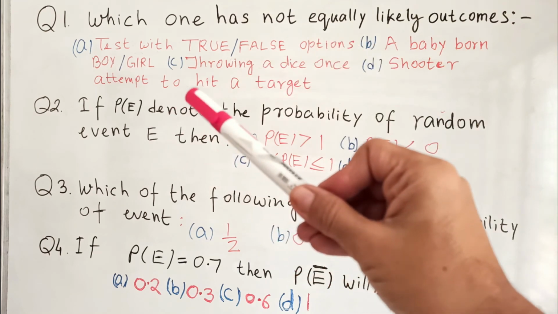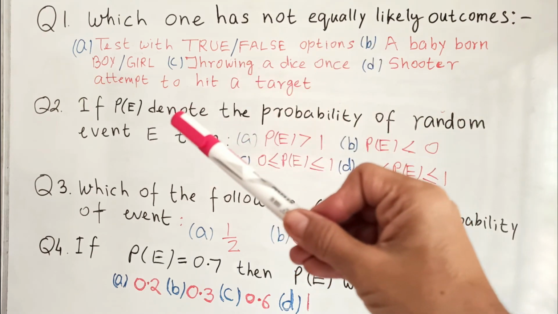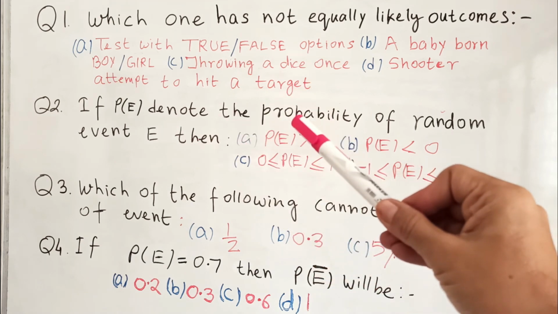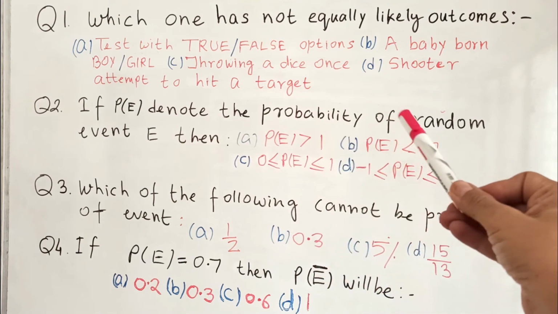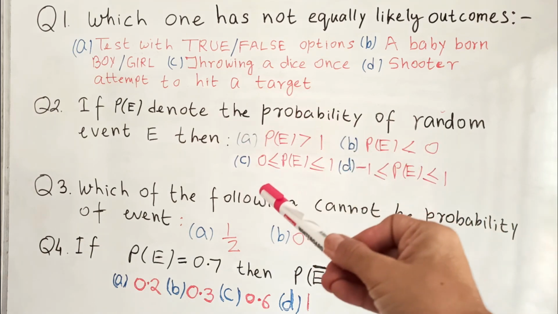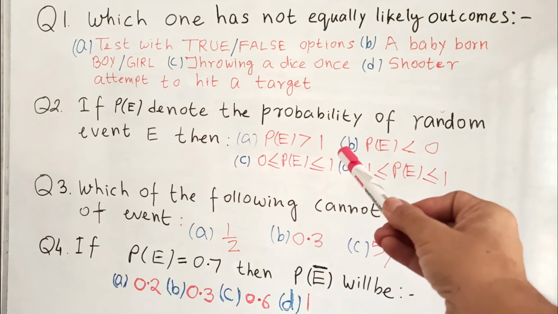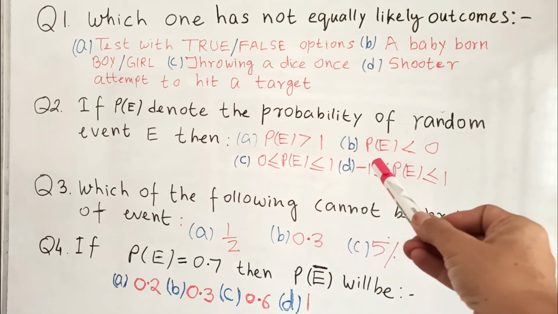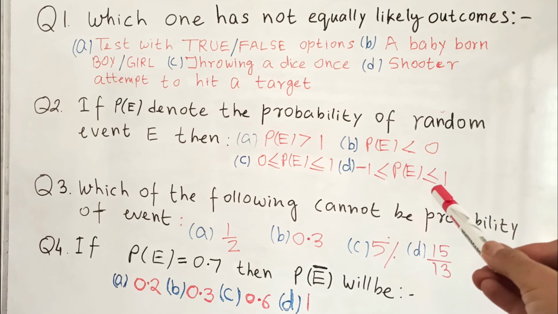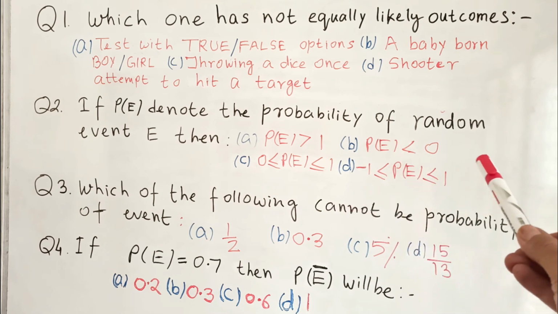Second question, if P denote the probability of random event E, then A option, P is greater than 1. B option, P is less than 0. C option, P(E) greater than or equal to 1 or less than or equal to 1. D option, P is greater than or equal to -1 and less than or equal to 1.